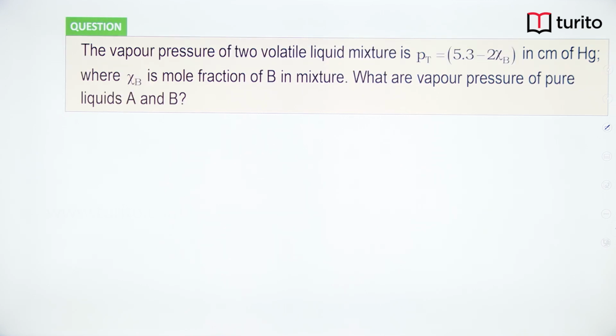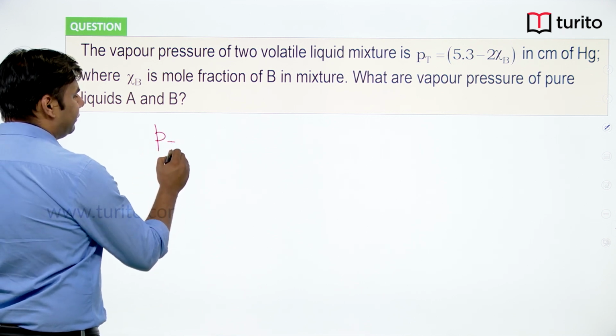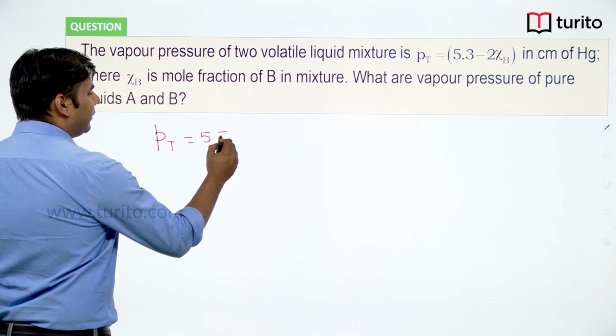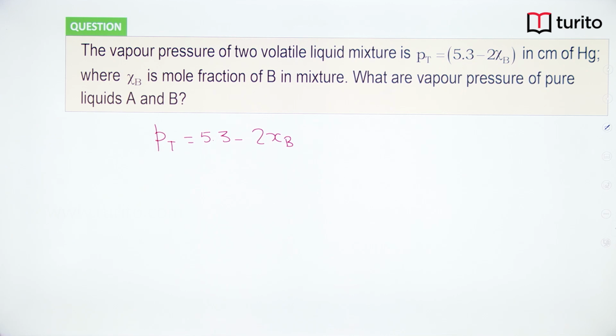Now let us look at this question. It says that the vapor pressure of two volatile liquids is Pt equal to 5.3 minus 2 xb in centimeter of Hg, where xb is the mole fraction of B in the mixture. What are the vapor pressures of pure liquids A and B? Okay, so the expression has been given to us as Pt, which is 5.3 minus 2 xb.